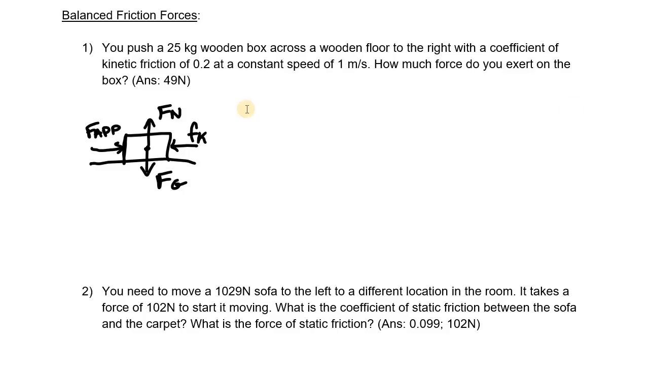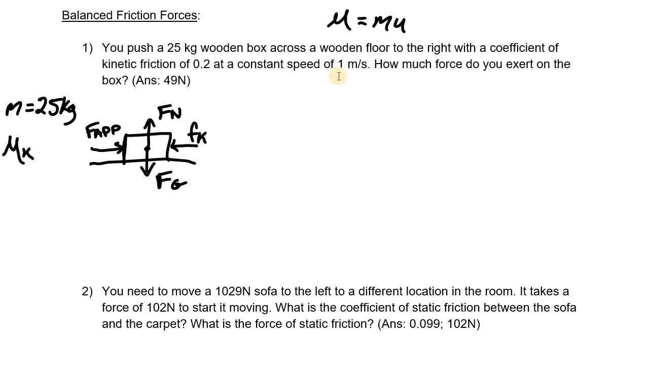So, going through here, what does this 25 kilograms represent? Well, that is our mass of the object. Okay, what is this 0.2? Well, that's the coefficient of kinetic friction. And remember that the coefficient of kinetic friction symbol looks like this. That's mu, and that's a Greek symbol. Okay, at a constant speed of 1 meter per second.